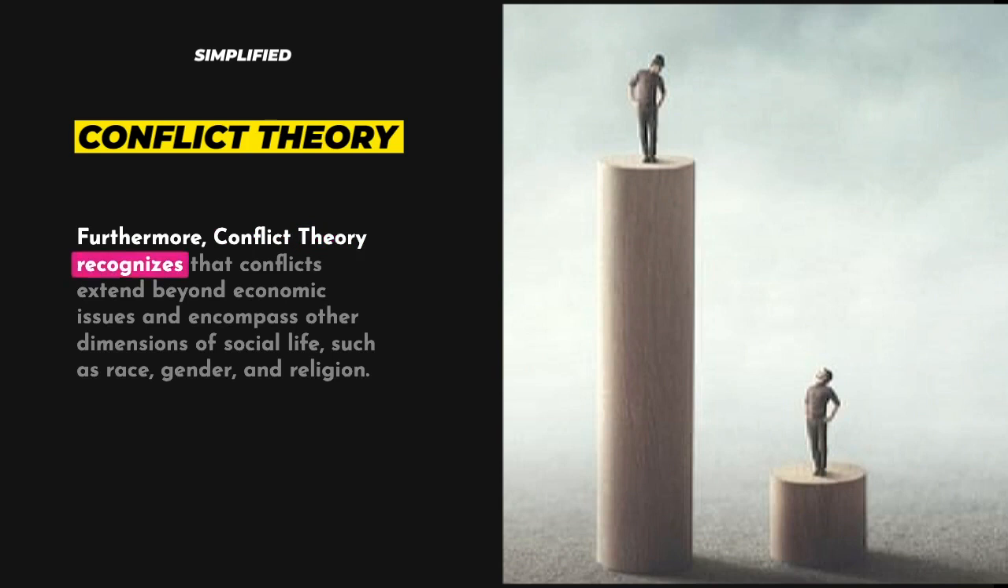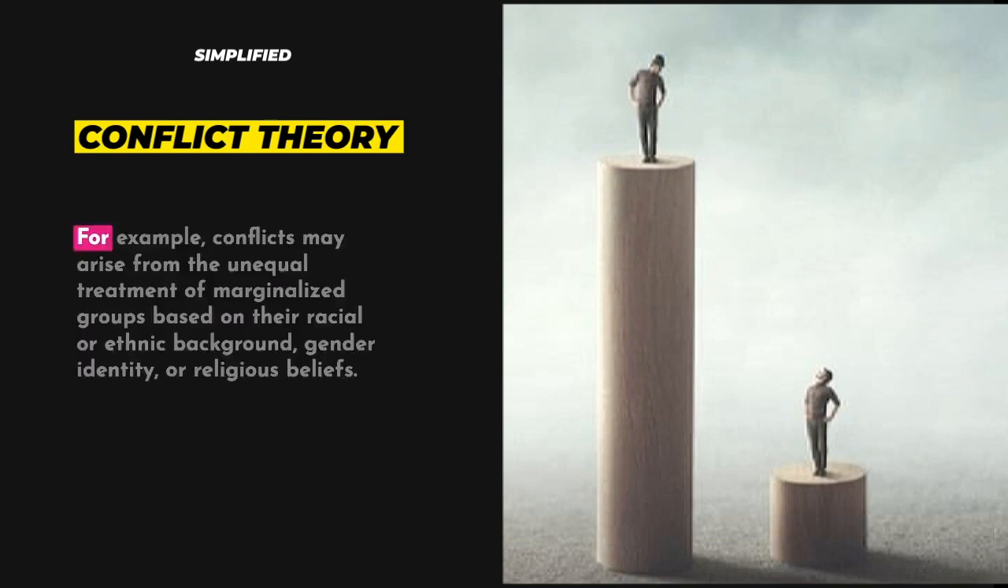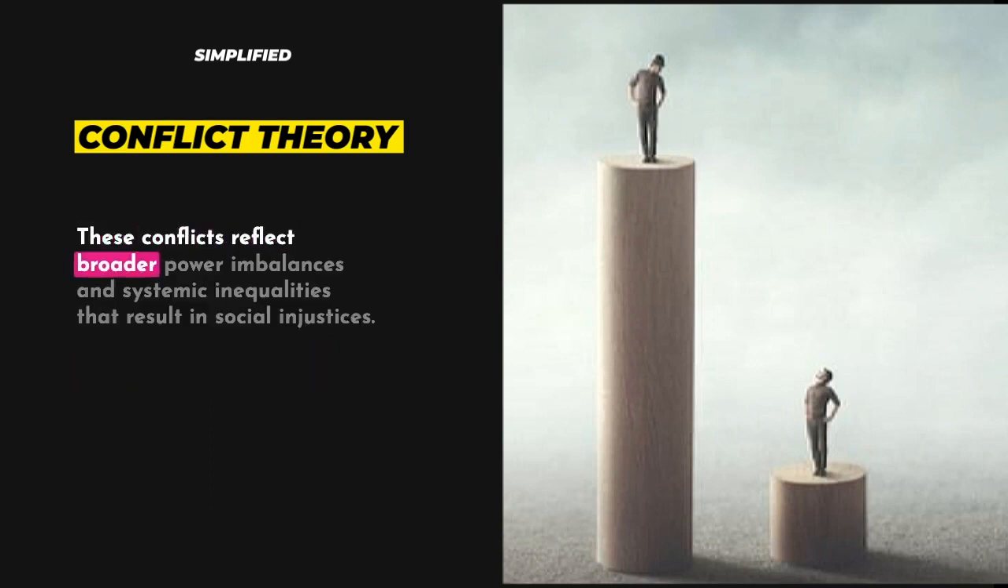Furthermore, conflict theory recognizes that conflicts extend beyond economic issues and encompass other dimensions of social life, such as race, gender, and religion. It acknowledges that these social categories intersect with class and contribute to multiple forms of oppression and discrimination. For example, conflicts may arise from the unequal treatment of marginalized groups based on their racial or ethnic background, gender identity, or religious beliefs. These conflicts reflect broader power imbalances and systemic inequalities that result in social injustices.